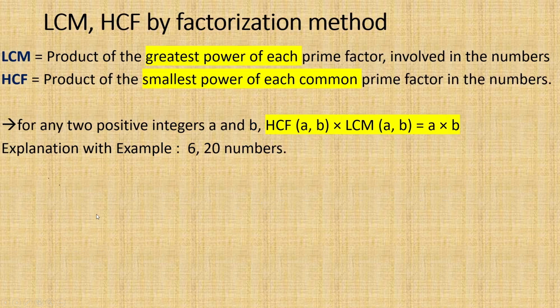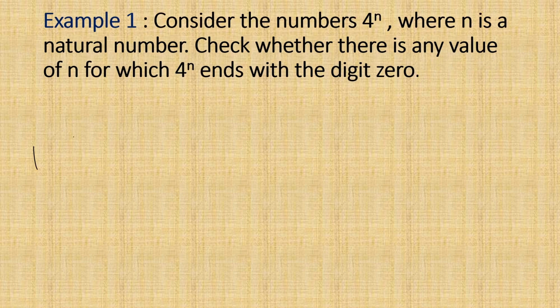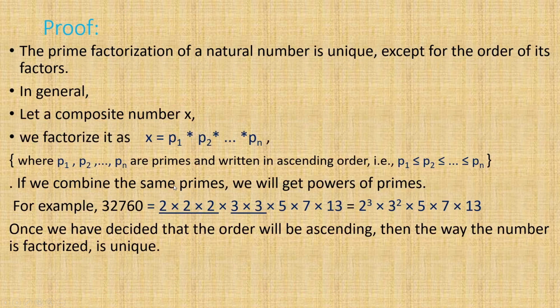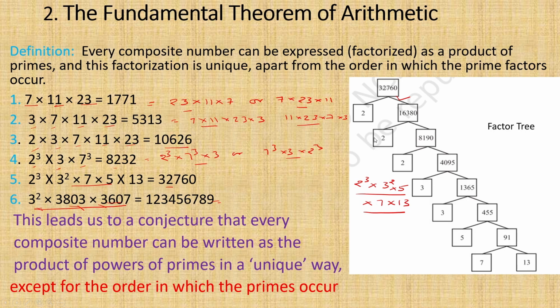Suppose, for example, here we have seen 32760. For that, what are the prime factors? For 32760 we have 3 2s, 2 3s, 1 5, 1 7, 1 13. See, this factor tree you see: 3 2s are there, 2 3s are there, 1 5, 1 7, 1 13.